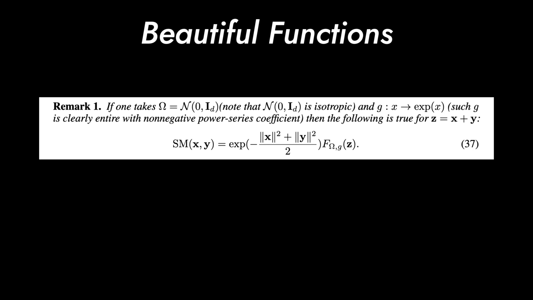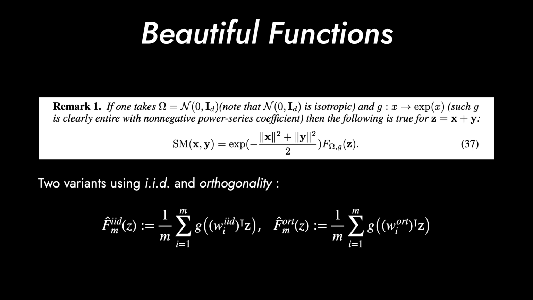If we take omega as the isotropic Gaussian distribution, and g is the exponential function, which is obviously an entire function, the SM function can be defined using the beautiful function f of g. Again, it's just a general statement for our next move. Don't be afraid.